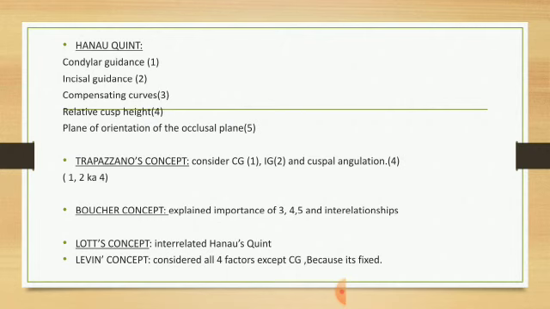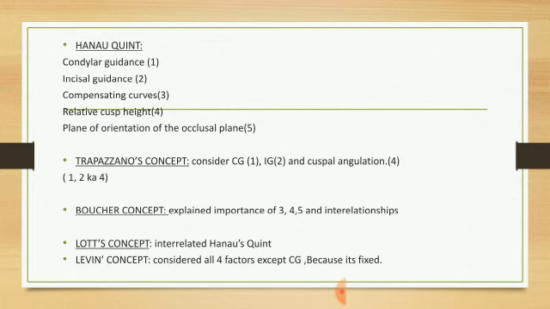Next, we have Thomas's concept. Among the 5 factors of Hanau's quint, he considered only factors number 1, 2, and 4 to be important. So he stated that only condylar guidance, incisal guidance, and cuspal angulation are important. Just to remember, you can remember it as 1, 2, 4. Number 1, condylar guidance, number 2, incisal guidance, and number 4, relative cusp height, were considered important.